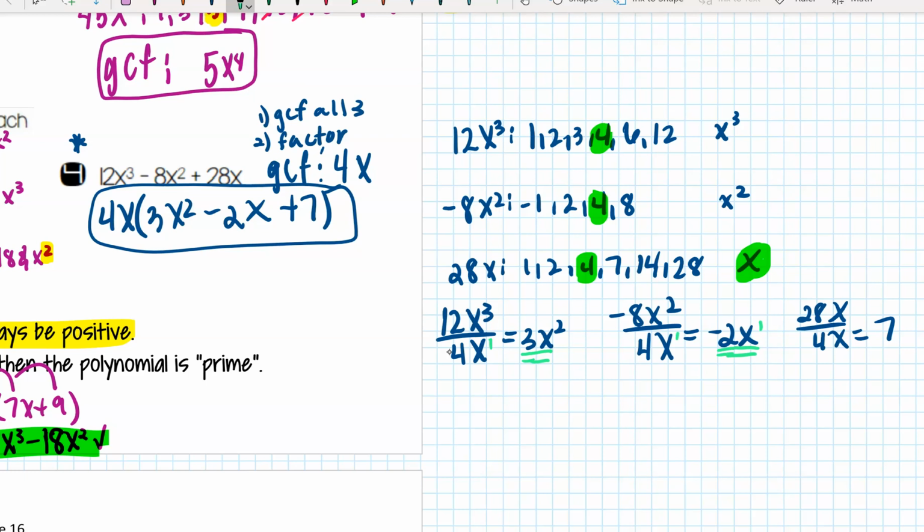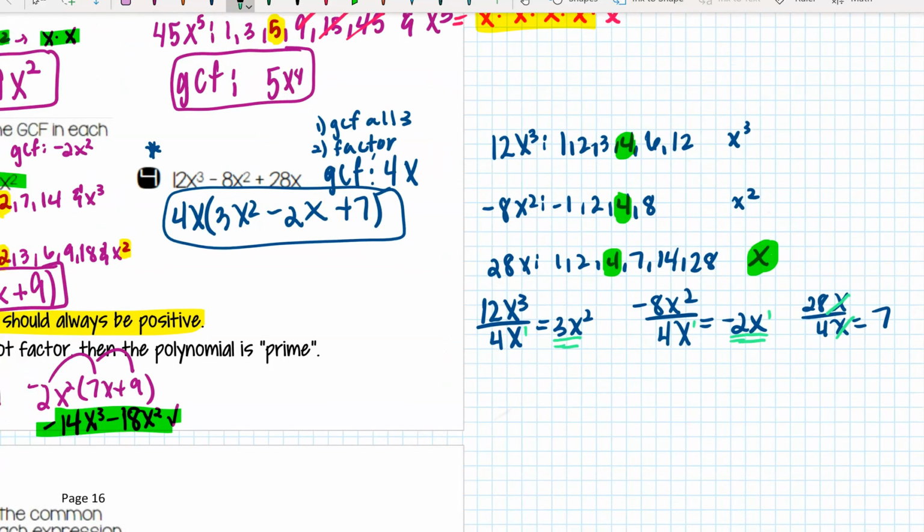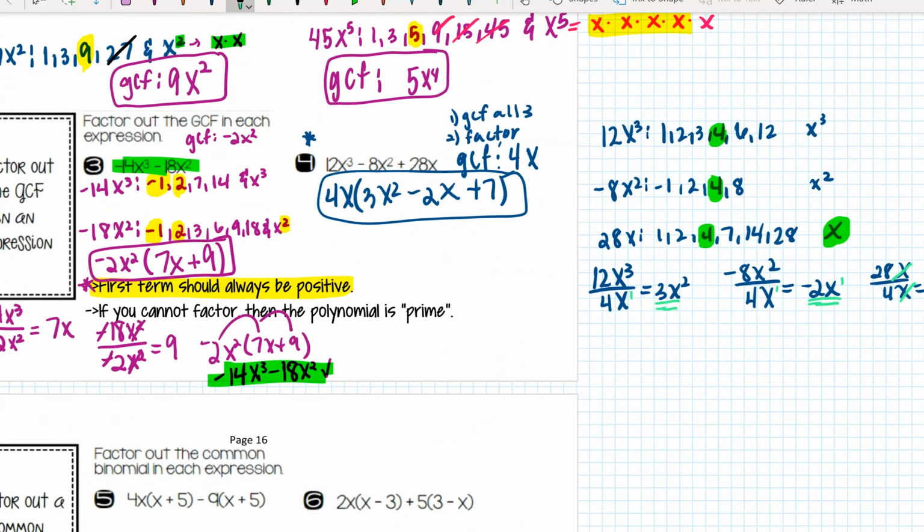And then my last term, 28 divided by 4 is 7. X over itself cancels to be 1, so you're just left with 7. So that's where we get our boxed answer from. Okay? And then just one last thing before we move on.